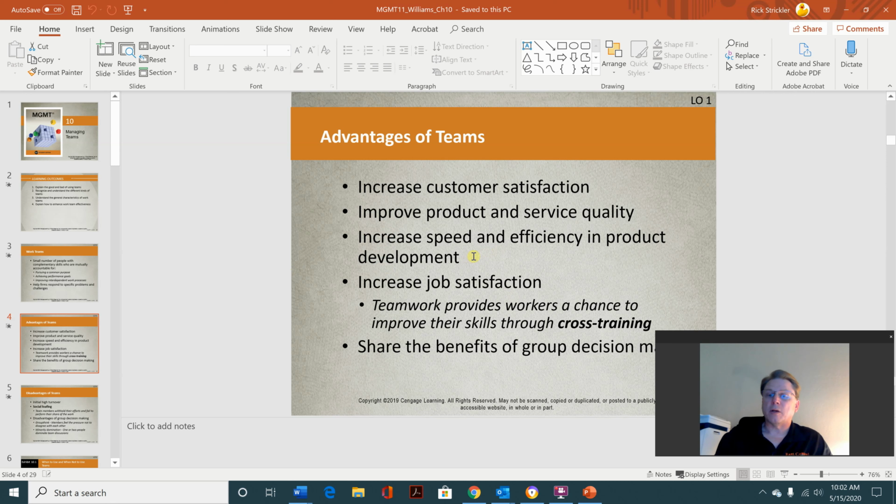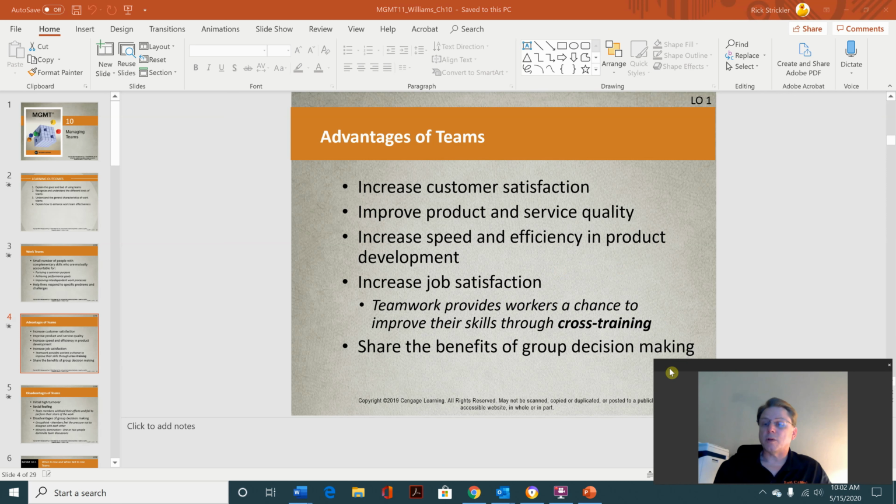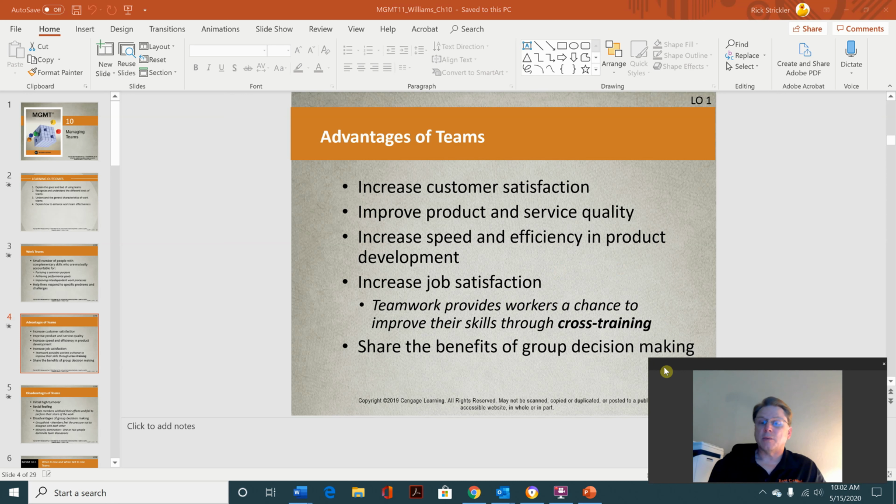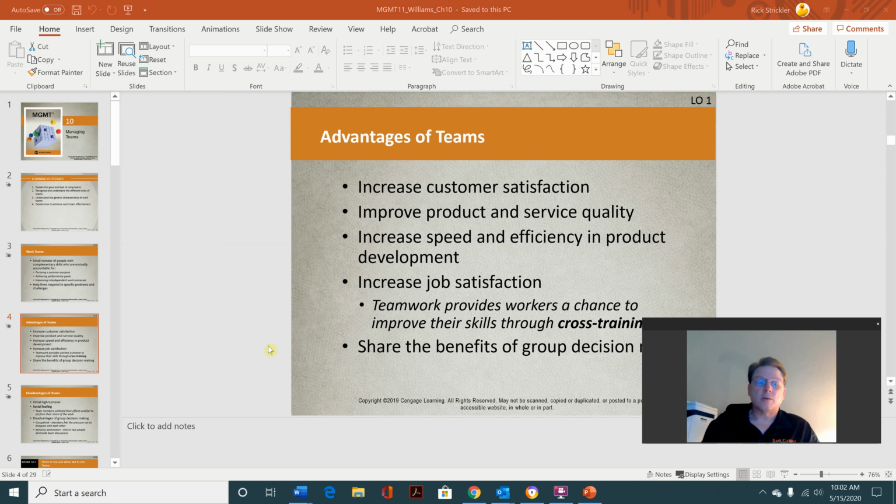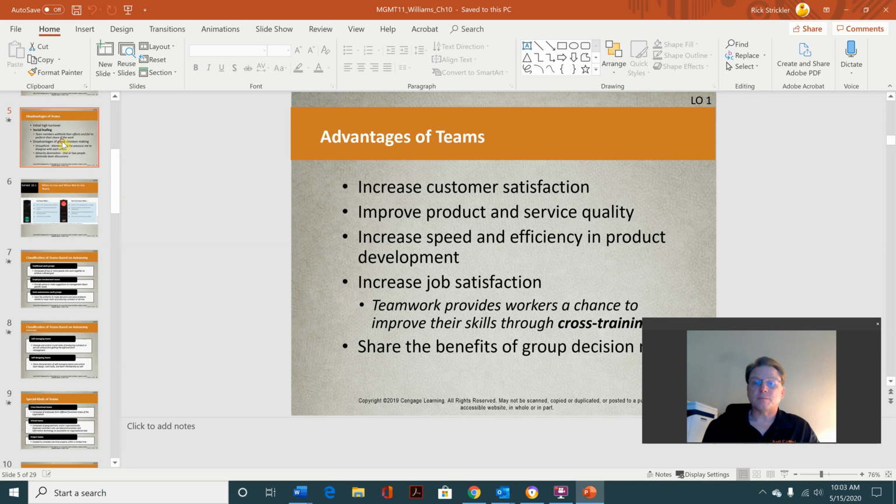More people that have different skills, complementary skills, increase the speed and efficiency. Teamwork provides workers a chance to improve their skills through cross training. So if you are only trained in one thing, someone else can teach you how to do another thing, which makes you more valuable to your company or to another company. And share the benefits of group decision making so that you feel more confident in the decisions that you made because you have more than just yourself to rely on.